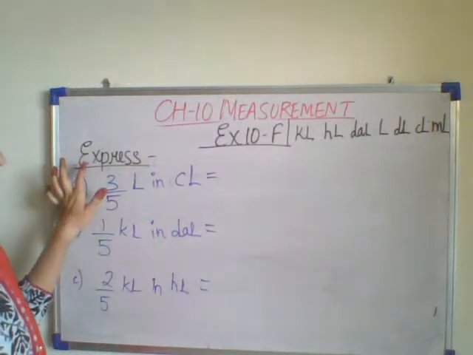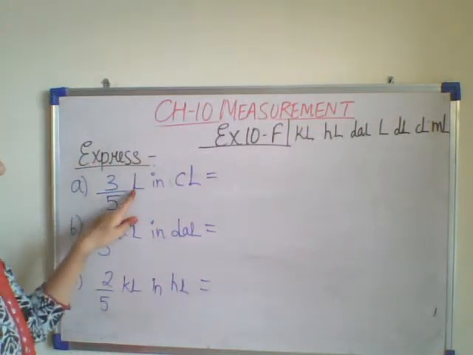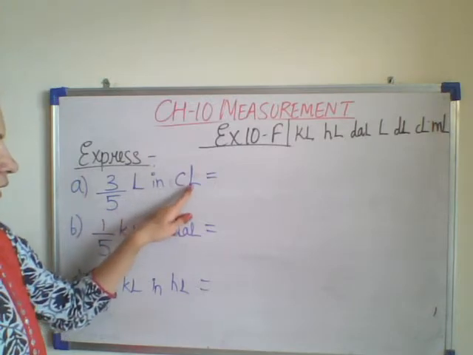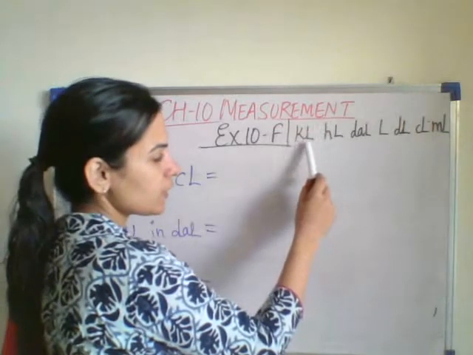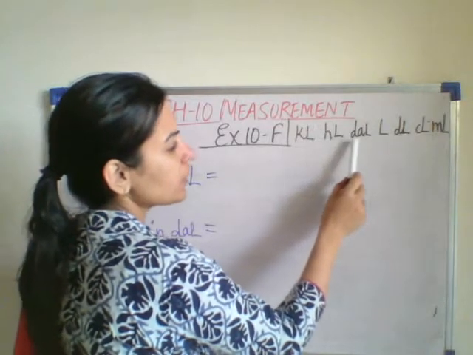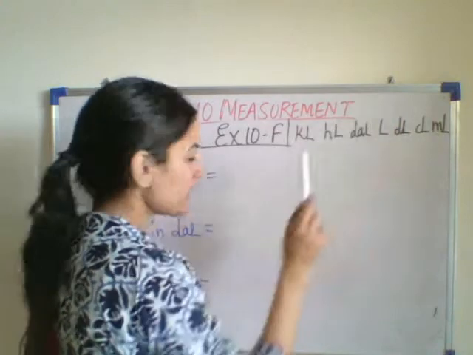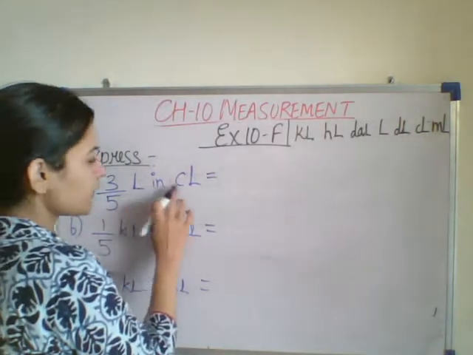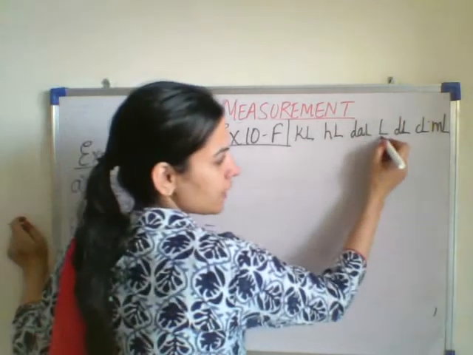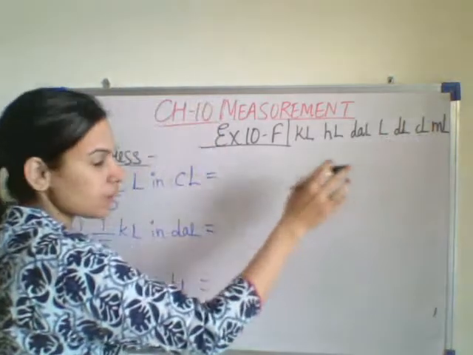Question number 1, we have to express 3/5 liter in centiliters. Here I have written the units. You can see kiloliter, hectoliter, decaliter, liter, deciliter, centiliter and milliliter. So here we have to convert the liter into centiliter. See, here is the liter, here is the centiliter. 1, 2. It is 2 steps away.